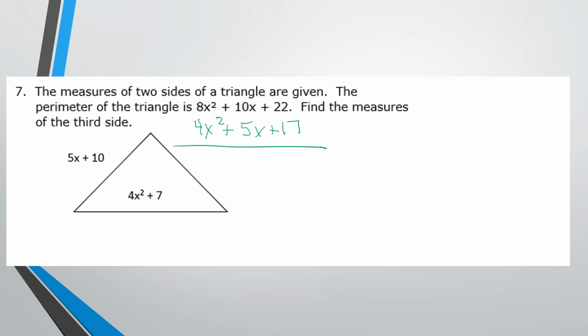So now if I subtract it, instead of subtracting, I'm going to add and then change the signs afterwards. So 8x squared minus 4x squared would be 4x squared. 10 minus 5 would be 5x. 22 minus 17 would be 5. So I get 4x squared plus 5x plus 5.